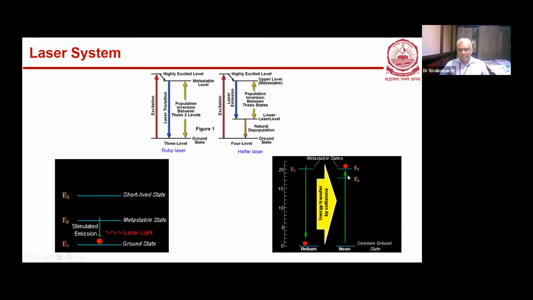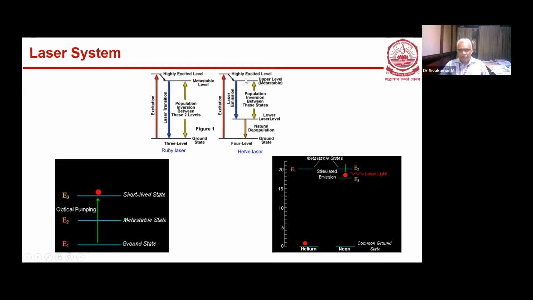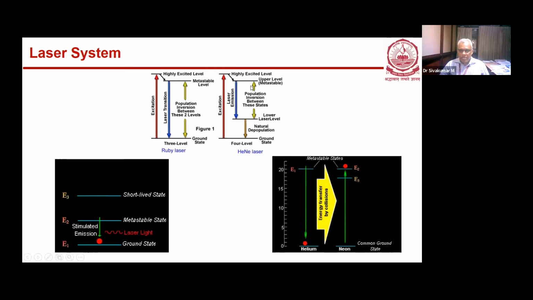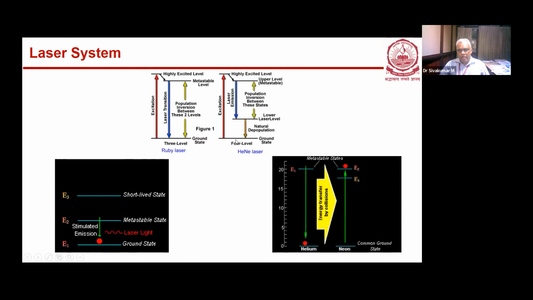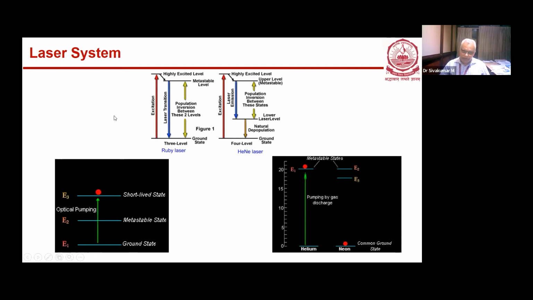You can understand this 4-level system easily if you see the schematic. In the schematic, see how the population inversion is achieved, even though this lower laser level is almost empty. Even one atom in the upper laser level can create a population inversion between these two states, because the ground state is different. So the population inversion is very simple in the 4-level system, and the efficiency of this system is very high compared to the 3-level system.